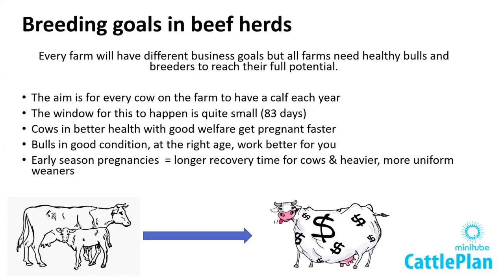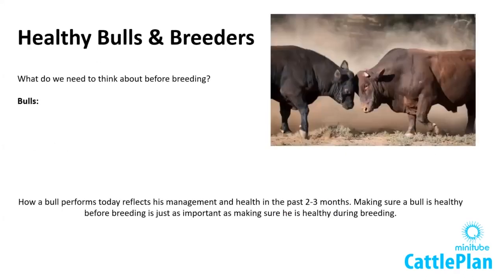And when you have a lot of them born at the same time, you also get a nice uniform line of weaners. So for someone who wants to sell their cattle to a certain market, that can be very important. So how do we do this when we're thinking about our bulls?